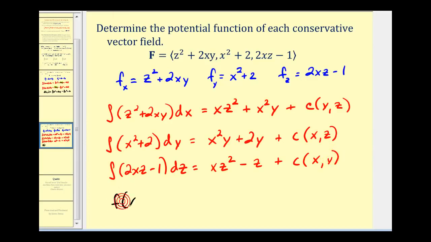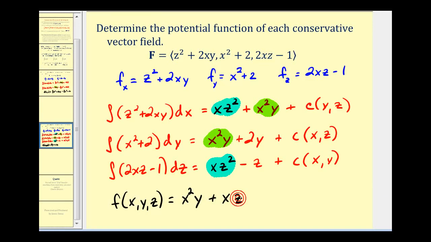So our potential function f of x, y, z must contain all of the terms we see here. We just have to watch out for any duplication. Let's go ahead and start with x squared y. I see an x squared y term here and here. So that term must be part of the original function. Here we have an xz squared term, and there's another one here. Let's include that term. And we must also include 2y minus z. And then of course our constant of integration, we'll just call that c.